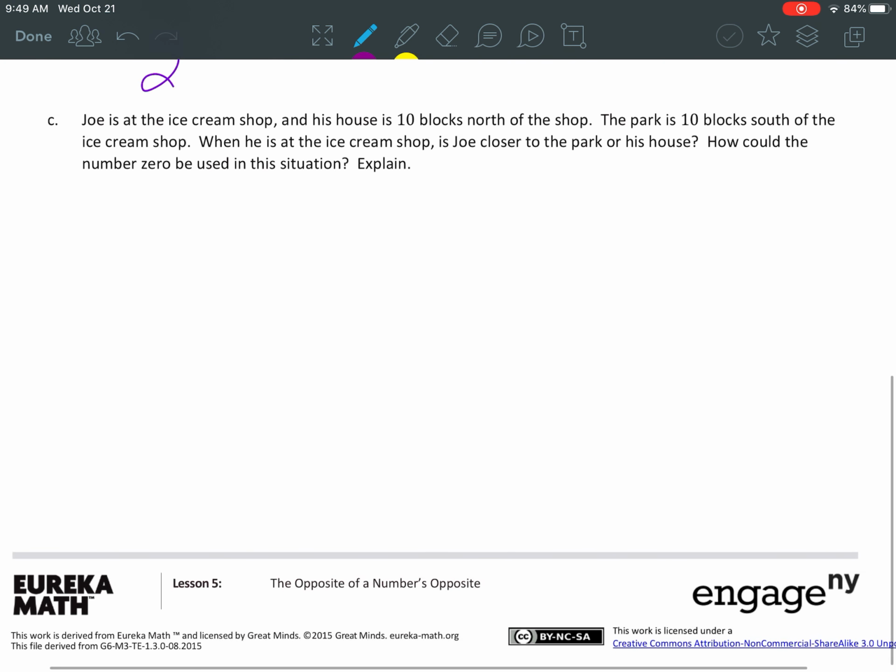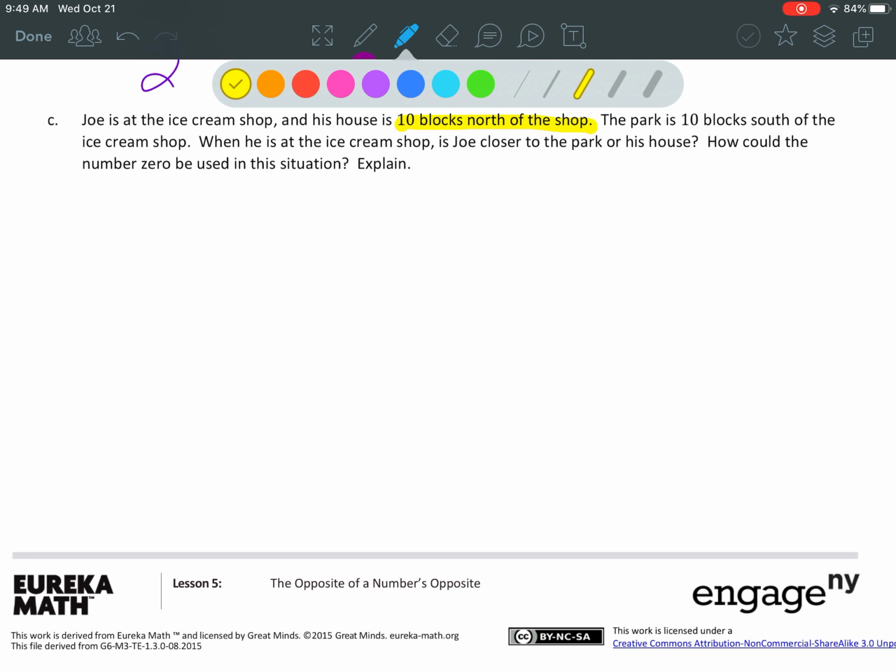Joe is at the ice cream shop, and his house is 10 blocks north of the shop. And the park is 10 blocks south of the ice cream shop. When he is at the ice cream shop, is Joe closer to the park or his house? How could the 0 be used in this situation?